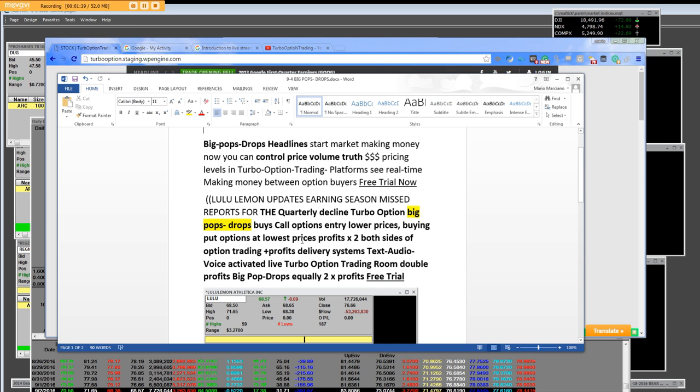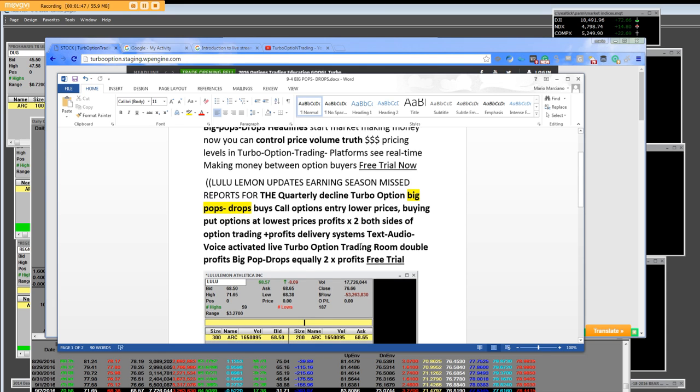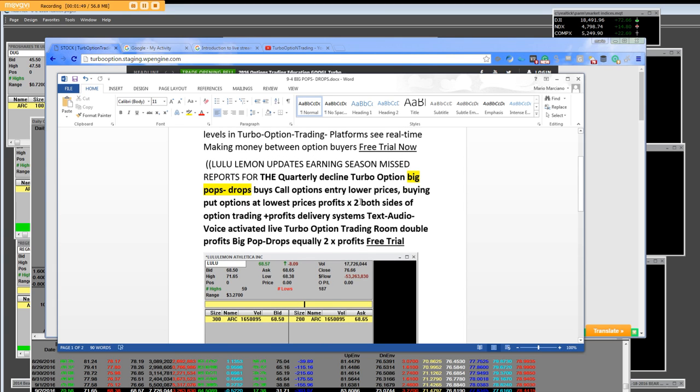I'm buying put options when the put options come back down to their levels. This way I'm able to make two times the money. I'm making money on the call, I'm making money on the put. And this is what we do in the market maker.